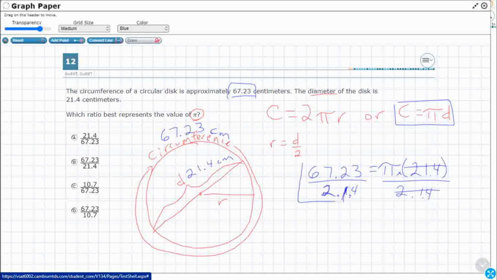And so that is going to be our answer, because pi is going to simply be the circumference over the diameter. You could take any circle, take your circumference, divide it by the diameter, and you've got pi, which is around 3.14. So my answer is B.